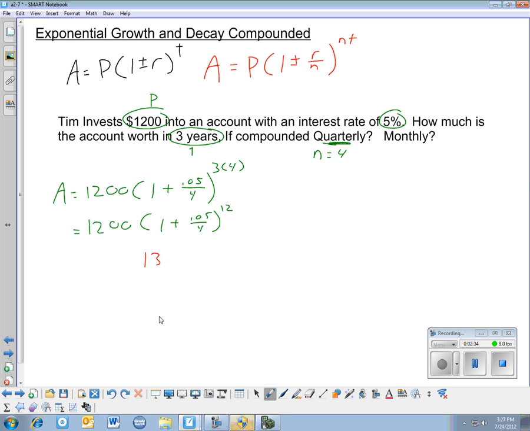So 1392 what was it, 91? 0.91, right, because we're talking about money, so we're rounding to the nearest hundredth.